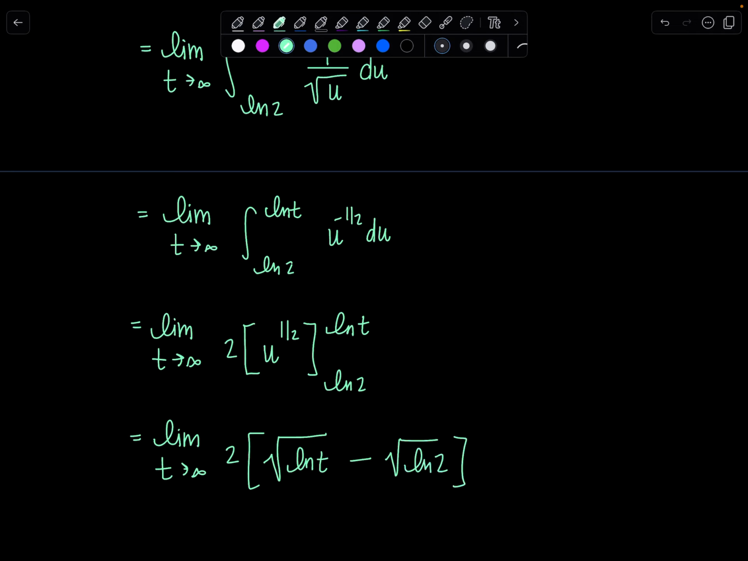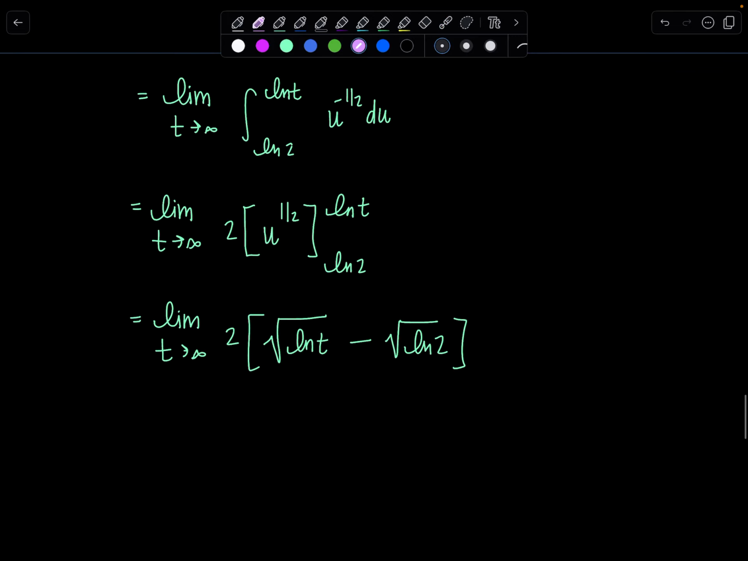Okay, and then let's think here. Hopefully you're imagining the graph of natural log. As t gets very, very large, natural log of t will get very, very large as well. So this is approaching infinity. If I take the square root of something approaching infinity, it's still approaching infinity. So I have something approaching infinity minus, this is a constant, some number, and then all of that is getting multiplied by 2. Which doesn't change the fact that all of this limit is approaching positive infinity.